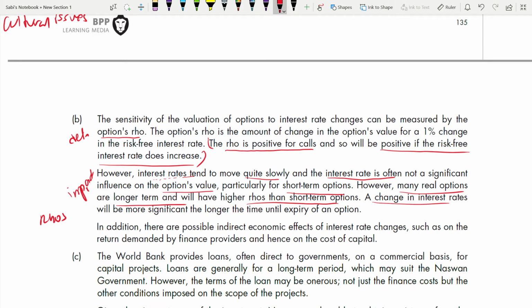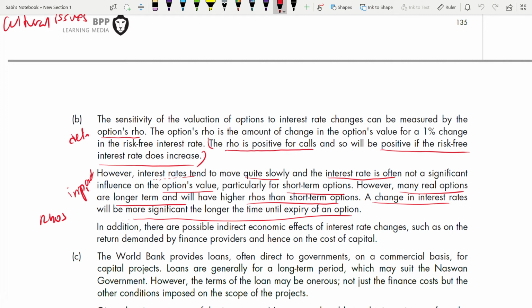This is another point. All these are from your textbook. There is no new piece of information here, nothing new which was not there or which has not been taught to you. Okay. A change in interest rates will be more significant, right?